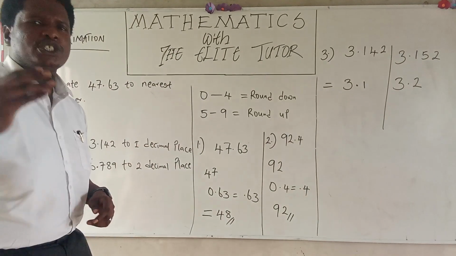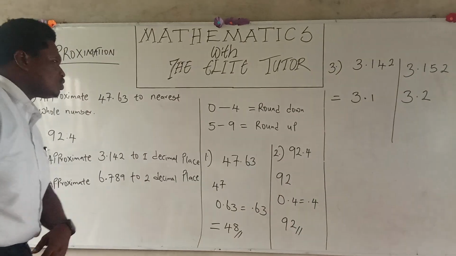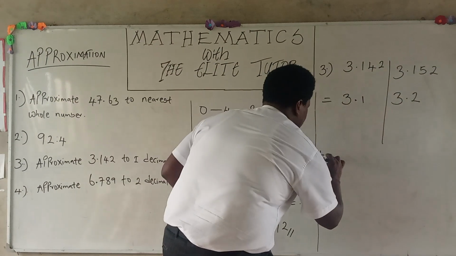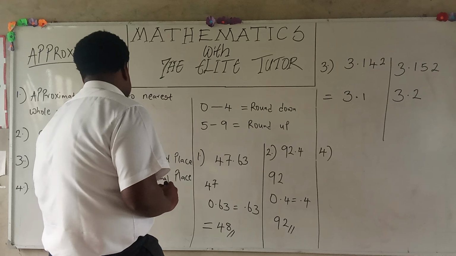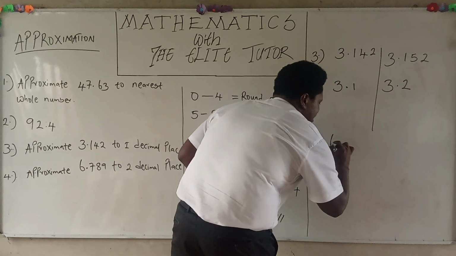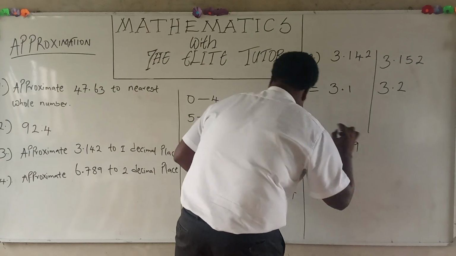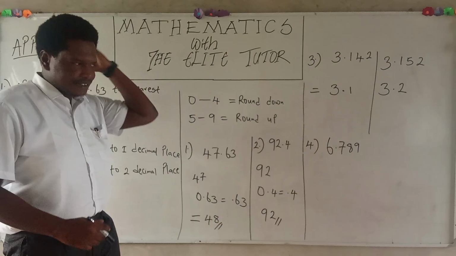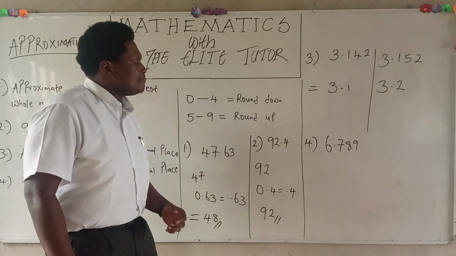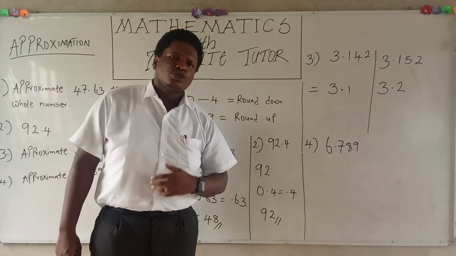And then the final question for this session, we are going to be looking at question 4. Question 4 says approximate 6.789 to 2 decimal places. We are asked to approximate 6.789 to 2 decimal places.